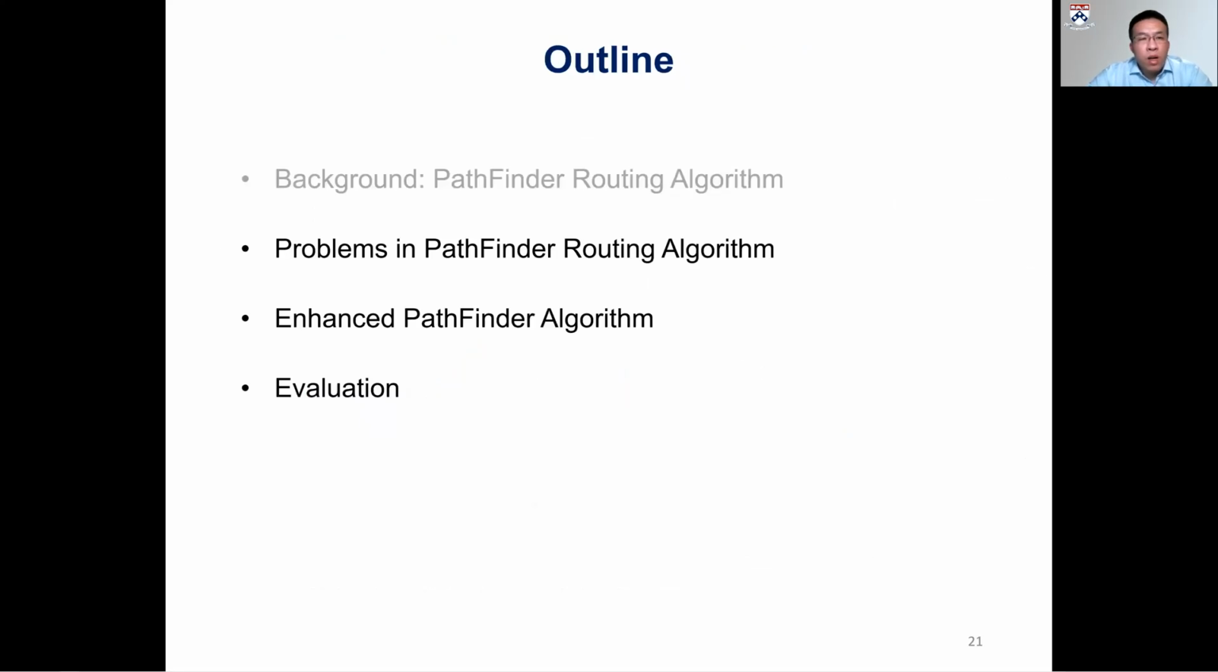So this is the background on the PathFinder routing algorithm. In the remaining part of this presentation, we will show that these two types of routing congestion problem are not appropriately defined in the PathFinder routing algorithm, which leads to two problems and reduces the routing quality. We then redefine these two routing congestion problems to enhance the PathFinder algorithm, and this enhanced PathFinder algorithm is evaluated using VTR8.